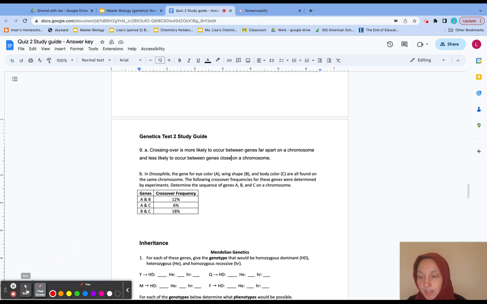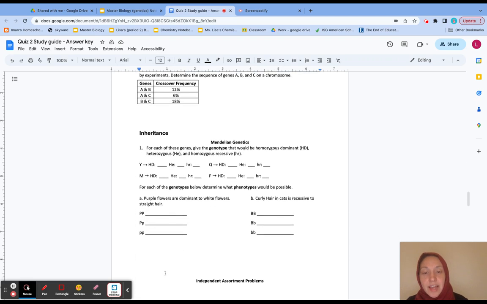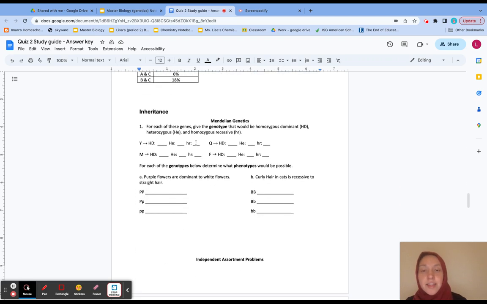Okay, so now let's move on to inheritance. This one here is just saying, okay, if we have an allele Y, for heterozygous dominant, what would the genotype look like? Homozygous dominant. So they're going to be both the same and they're both going to be dominant.